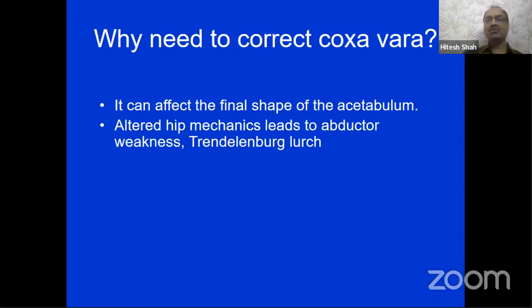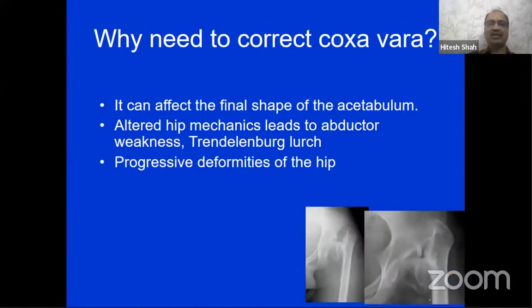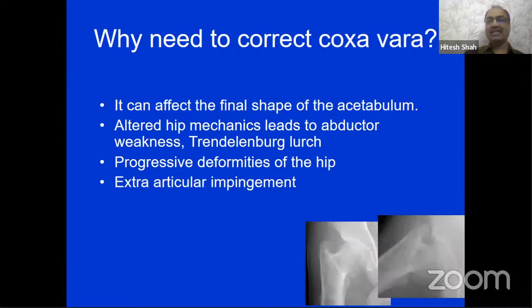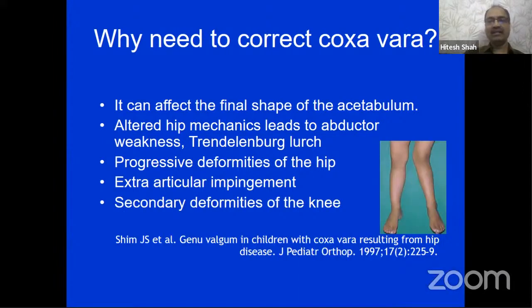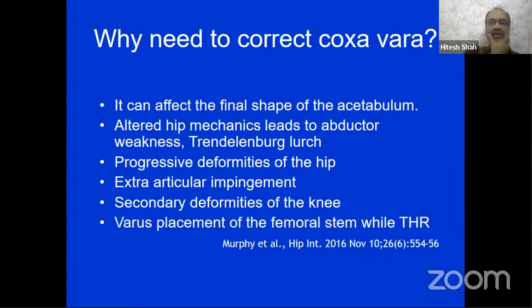It can lead to alteration in hip mechanics, and it is very common to have an unsightly Trendelenburg gait or lurch and abductor weakness. It can lead to progressive deformity of the hip joint if it is not corrected in childhood, or it can lead to extra-articular impingement, where abduction of the hip joint and range of motion would be affected, or the coxa vara can lead to secondary malalignment like genu valgum at the knee joint. It can affect the secondary deformity of the knee joint.